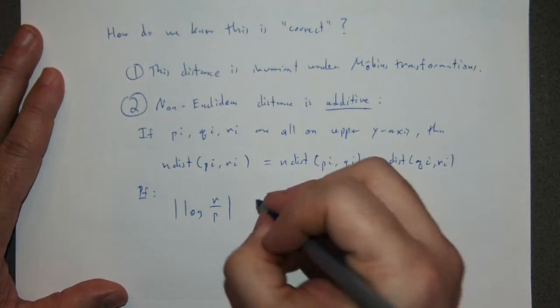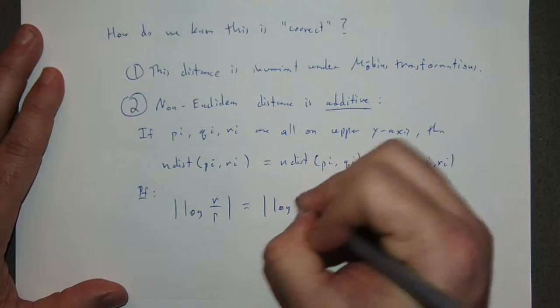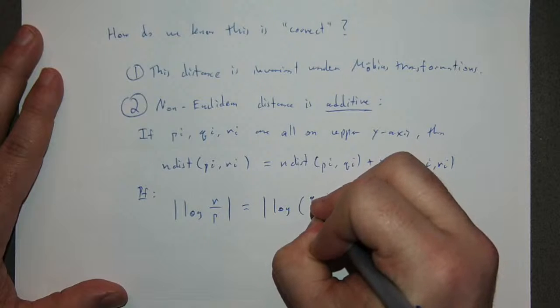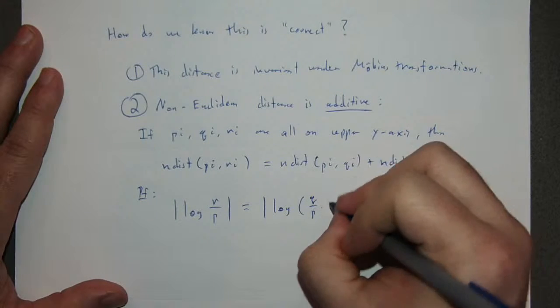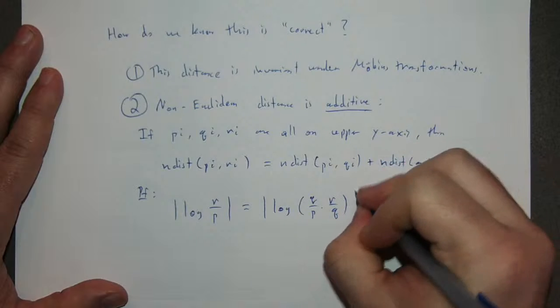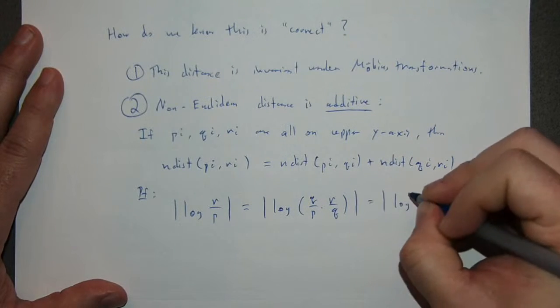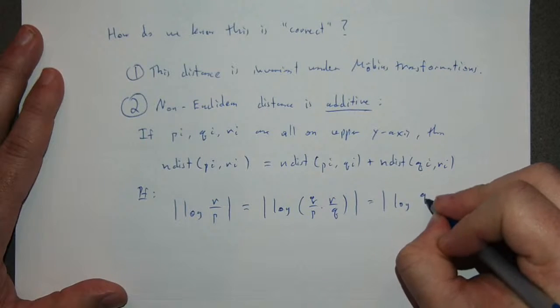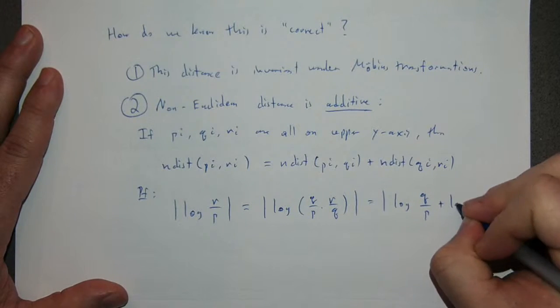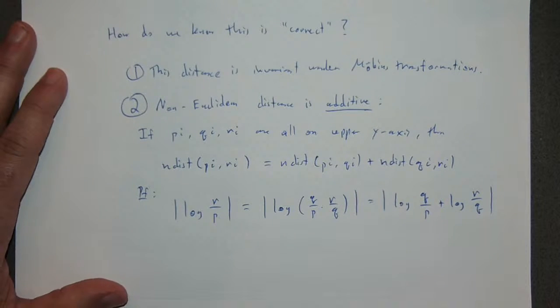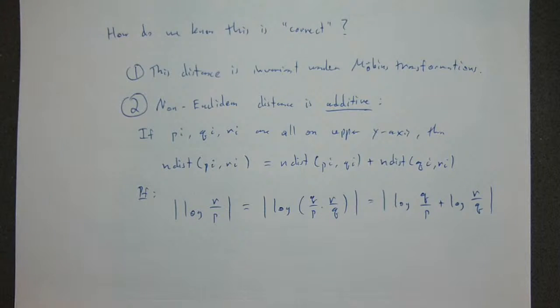Okay, but I can do some algebraic trickery here and write this as the absolute value of log of Q over P times R over Q. Right, but using log rules, this is the same as the absolute value of log of Q over P plus log of R over Q. And of course I'm looking at absolute value here.